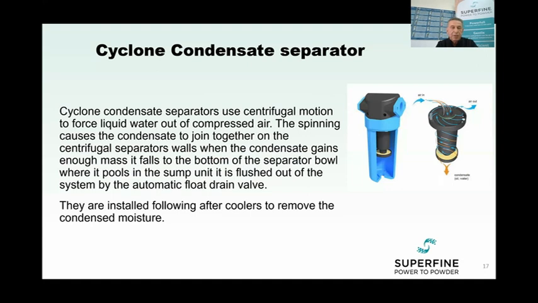The spinning causes the condensate to join together on the centrifugal separator's wall. When the condensate gains enough mass, it falls to the bottom of the separator bowl, where it pools in the sump unit and is flushed out of the system by an automatic float drain valve. They are installed after the cooler to remove the condensate moisture.